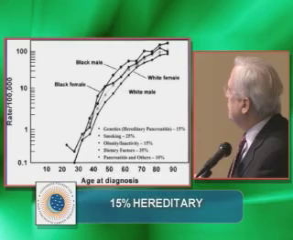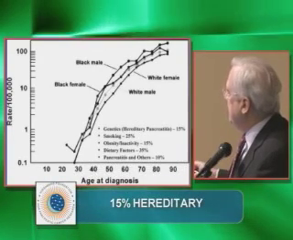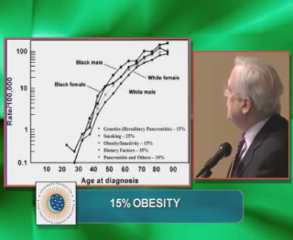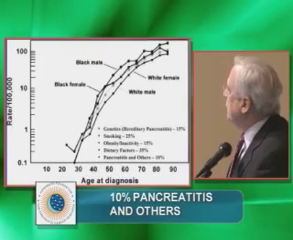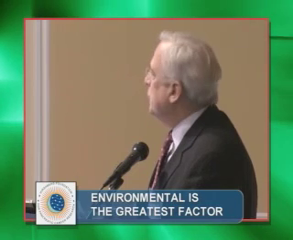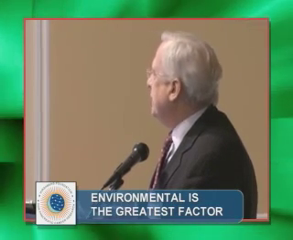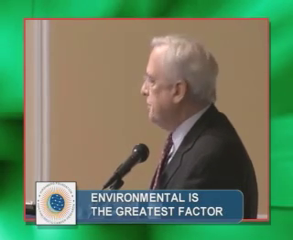The genetic factors underlying pancreatitis accounted for about 15% of this incidence. Smoking 25%, obesity and inactivity 15%, dietary factors 35%, and pancreatitis and others 10%. Most of it is some way or another environmental. Those are things that we're acquiring during our life, either from dietary and smoking habits, or maybe pancreatitis.